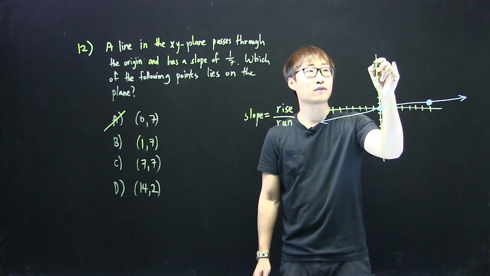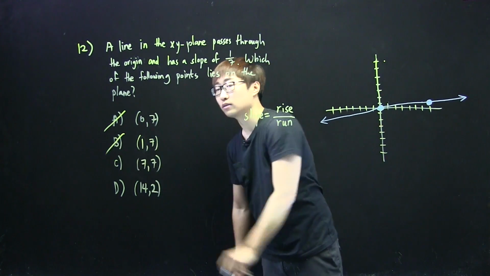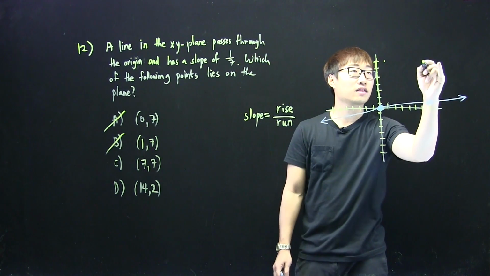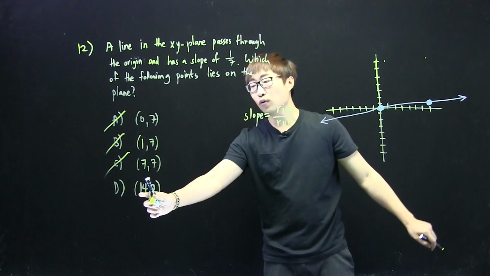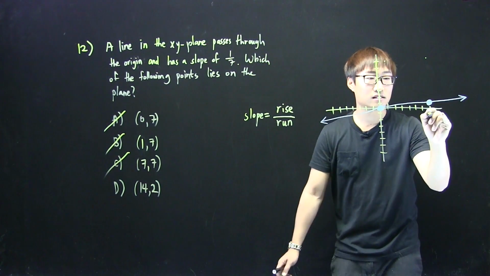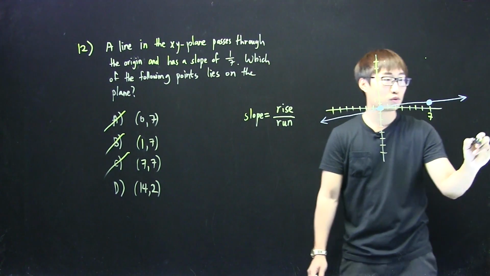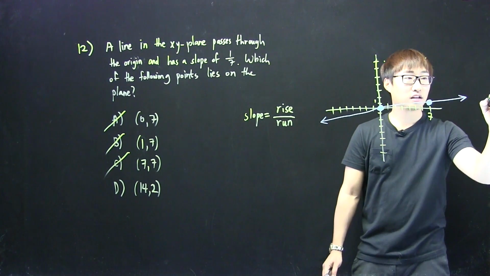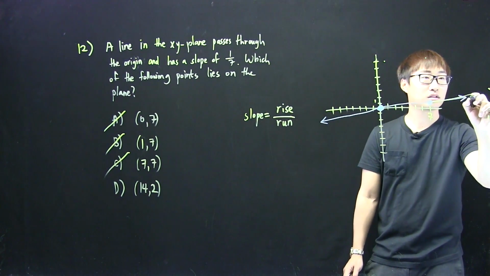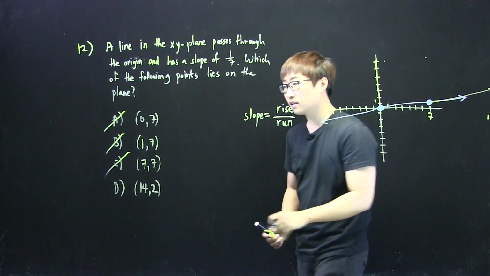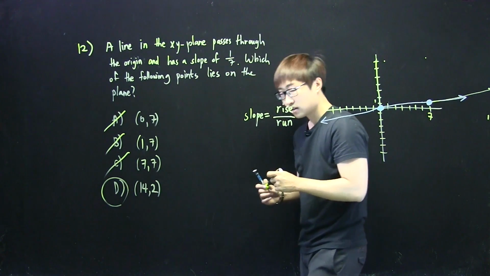It's not going to pass through that for sure. So that's also out. 7 and 7, that's right there. It's not going to pass through that. 14 and 2, where would that be? Well, this is 7 over here. That's 1 over here. So 14 would be something like over here, and 2 is like right there. So would it pass, if it continues on? Possibly. So my answer is probably D.